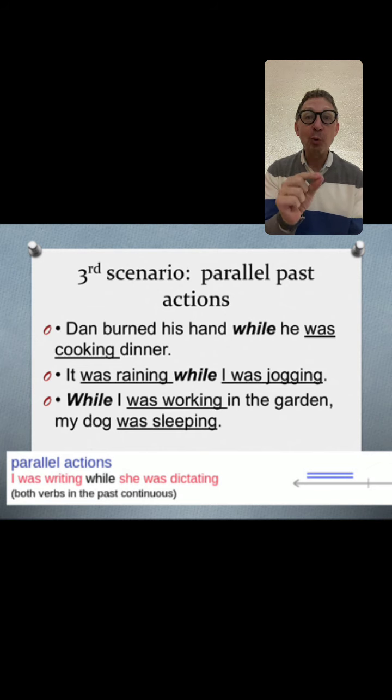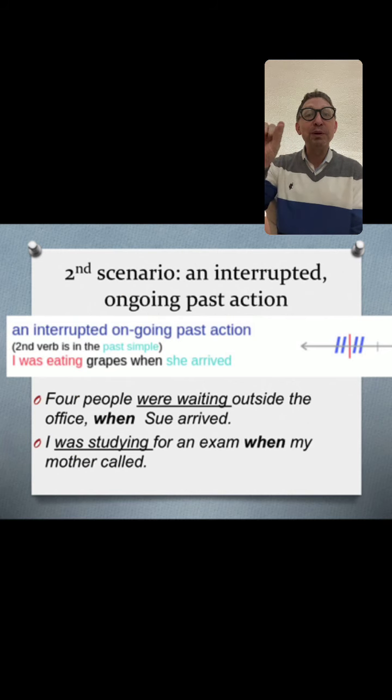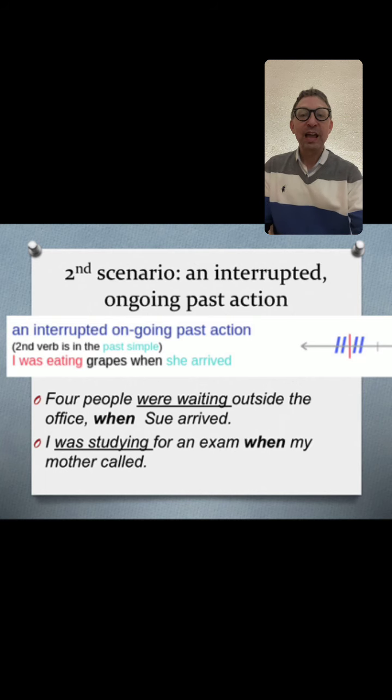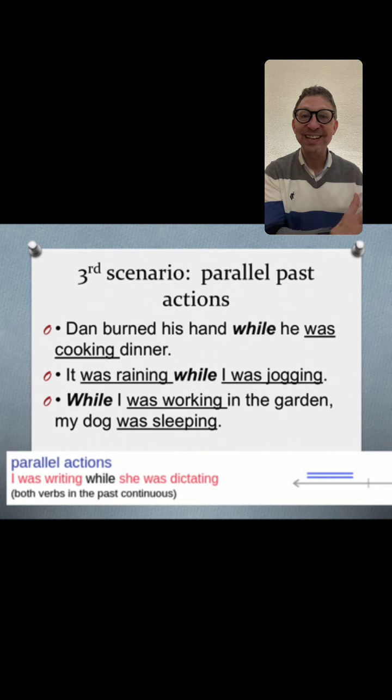But after while, you always have the past continuous. So this is the second clue. In the earlier example, we have when followed by past simple. Then in this one, we have while followed by past continuous. So when we use when, in this example, if you see when, we know that before when is past continuous. And we know that after while is past continuous.